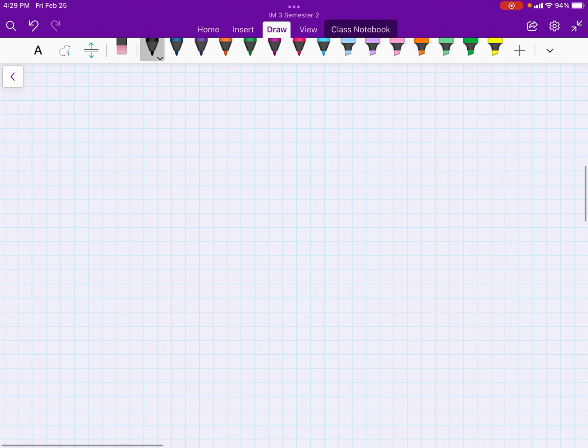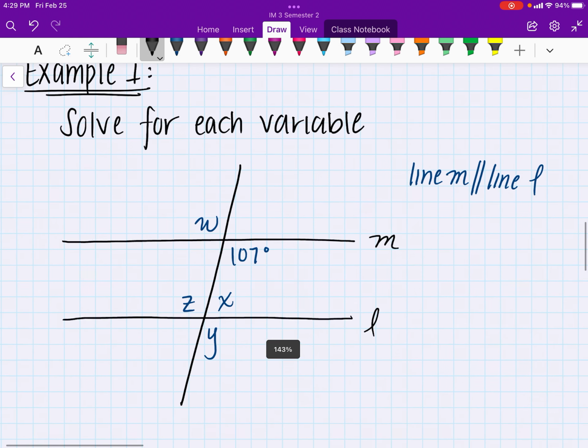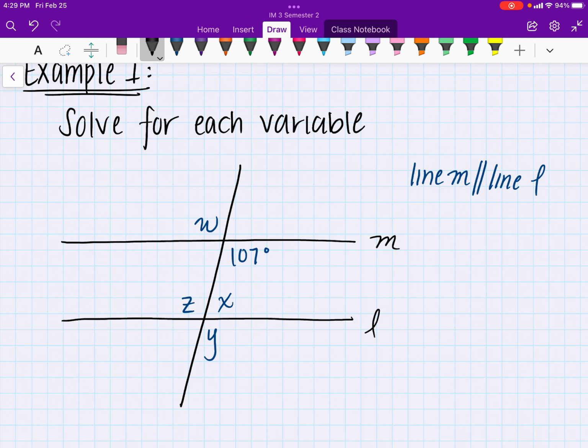So let's go ahead and get started with our first example here. This is example 1. We want to solve for each variable. They're telling us that line M and line L are parallel to each other. So it says we have angle W, we have 107, we have Z, X, and Y. Now, we want to identify first which angles are going to be congruent to each other and which angles are not, right? So let's go ahead and get started here.